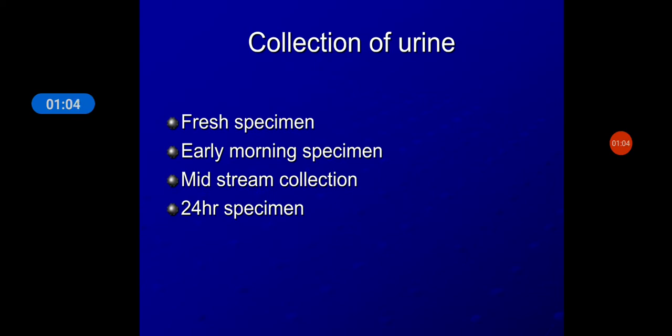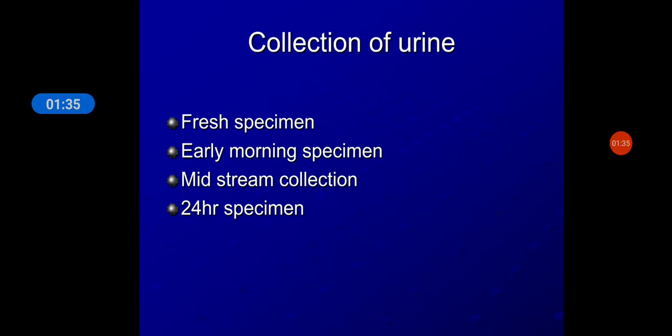So what is this midstream sample? You have to clean that area first, in both males and females, and then the first part of the urine is voided out, it is avoided, and you're collecting only the middle half. So that means the first half is discarded. You're not collecting that first half, and then you're collecting only the latter half. So that is your midstream urine sample.